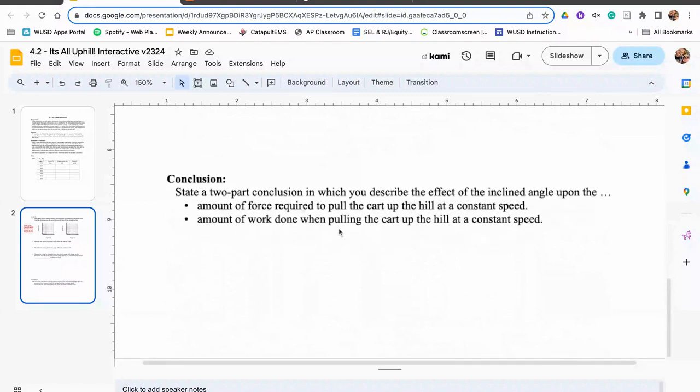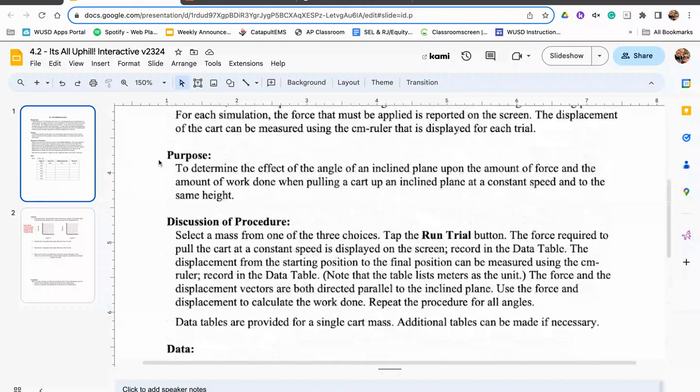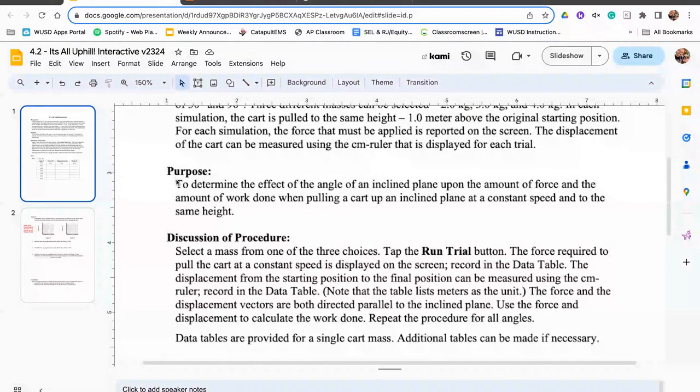And then very lastly, you're going to write a conclusion. Please, please, please be sure that your conclusion is written in complete sentences that answers these 2 bullet points and also satisfies the purpose and objective right here. As a reminder, the objective was to determine the effect of an angle of an inclined plane on the amount of force and the amount of work that is done on the cart. So I would say as long as you've answered that, then you would be very good.